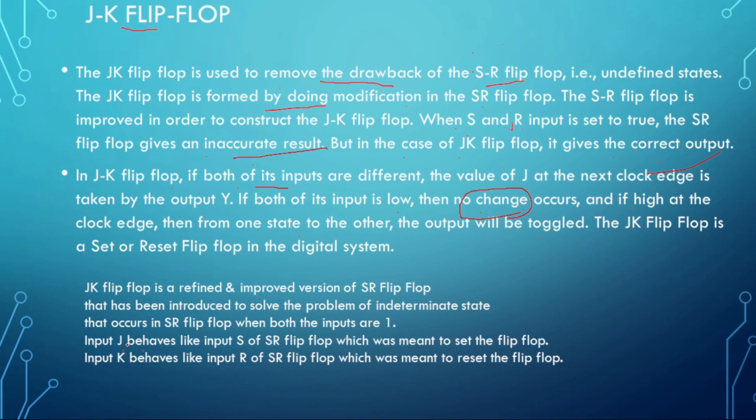Finally, the JK flip-flop behaves like the S input, and K behaves like the condition of R of the SR flip-flop. So J is going to perform the set operation of the SR flip-flop, and K is going to perform the reset operation of the SR flip-flop.